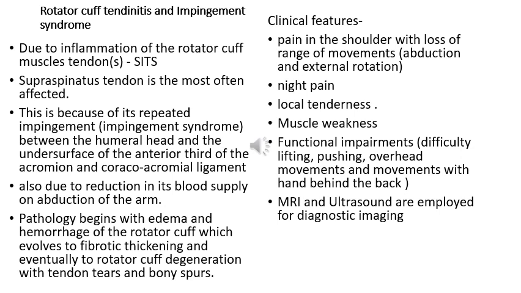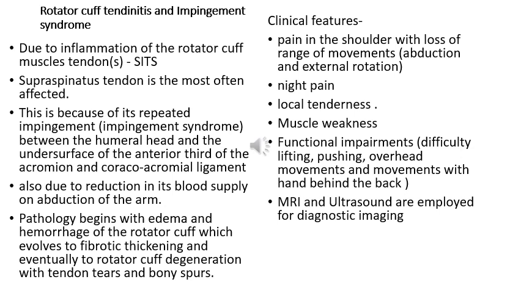As for pathology, it begins with edema and hemorrhage of the rotator cuff tendon. It starts breaking, tearing, which evolves to fibrotic thickening and eventually to rotator cuff degeneration, and this degeneration occurs with tendon tears and bony spurs.